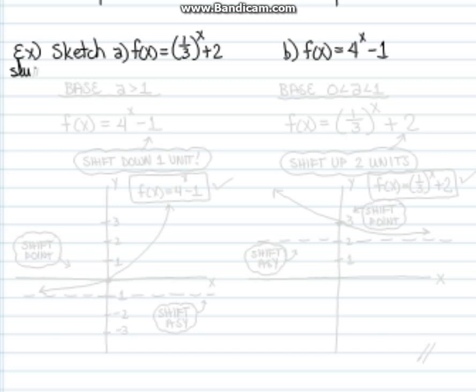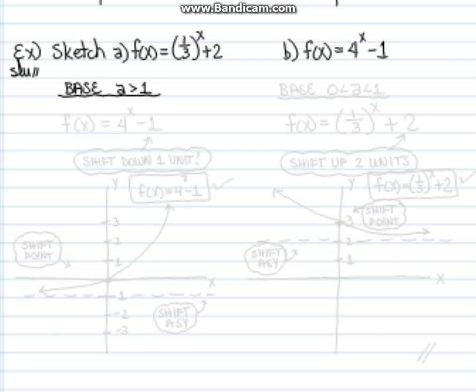Now we're going to work on variations of our basic functions. We're going to sketch the exponential function f of x equals (1/3)^x + 2. Then we're going to graph f of x equals 4^x - 1. First thing you want to notice is these are both exponential functions. They just have different bases and different variations.